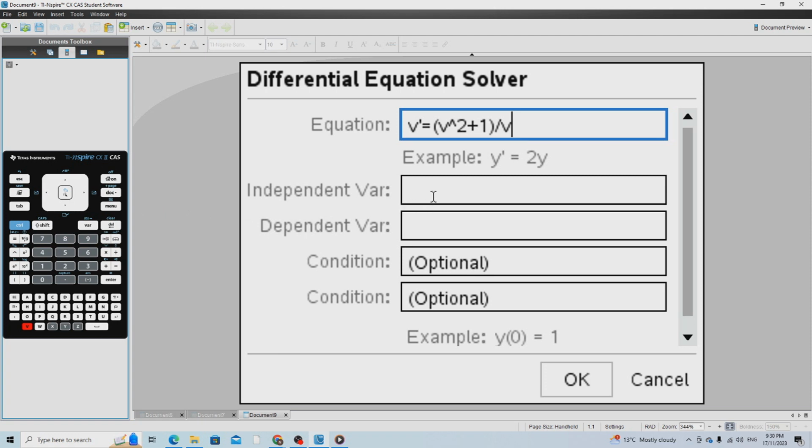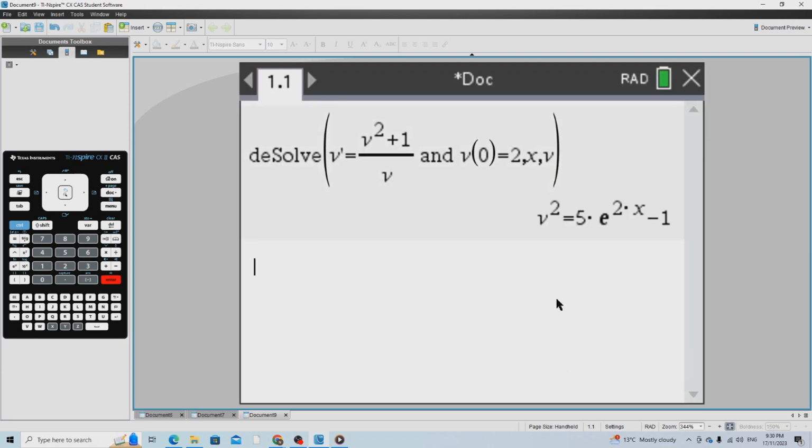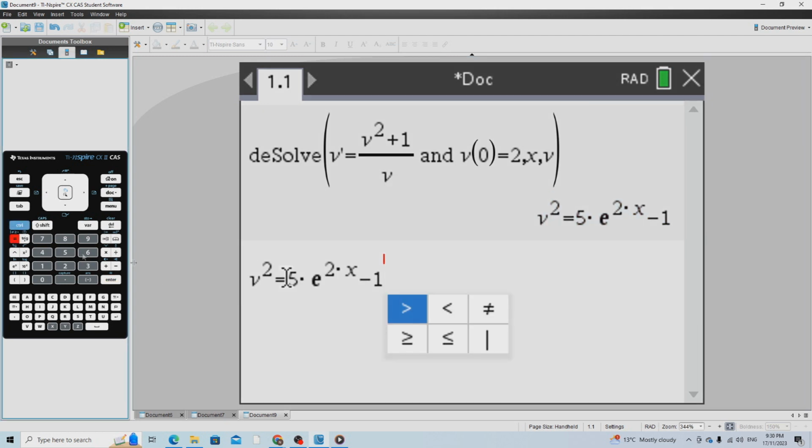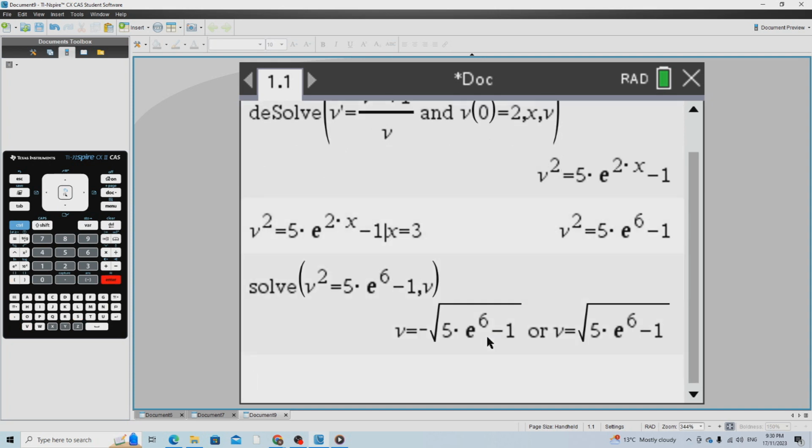So what's our independent variable? What is the thing that we are changing? That's the x value. And what's our dependent variable? What's the output? It's our velocity, so it's our v. And what's our condition? We have a condition that v of 0 is equal to 2. Writing this whole equation, we press enter, and we get this beautiful equation. So this is our displacement, this is velocity, and we want to find the displacement when the velocity is 3. So if I take this equation and say when v is equal to 3, and we want to solve for x, we get 2 values.